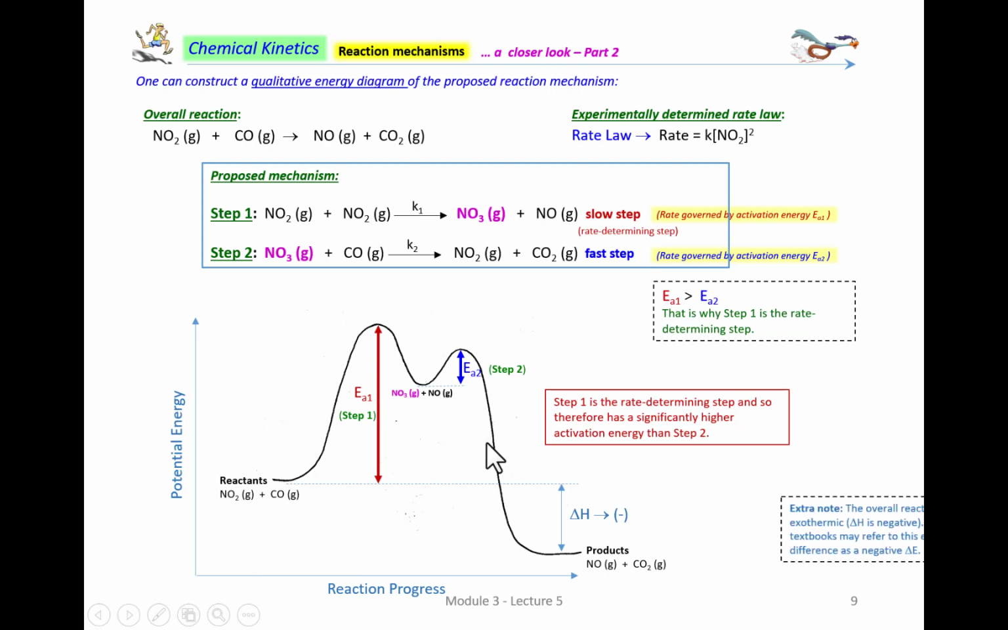Now the overall reaction does turn out to be exothermic. Delta H is negative, and some textbooks may refer to this energy difference as a negative delta E rather than a negative delta H.